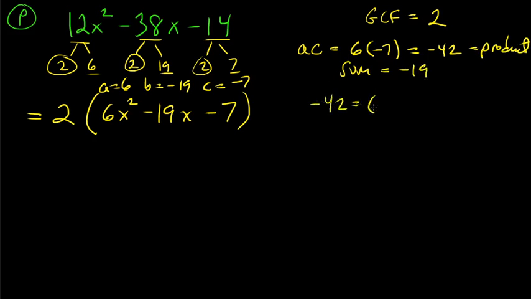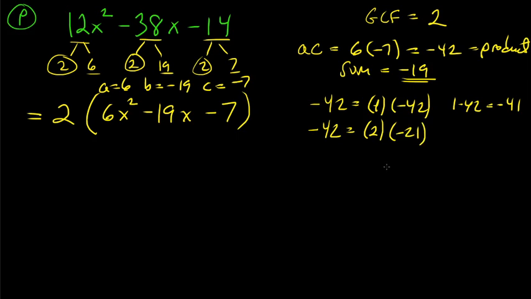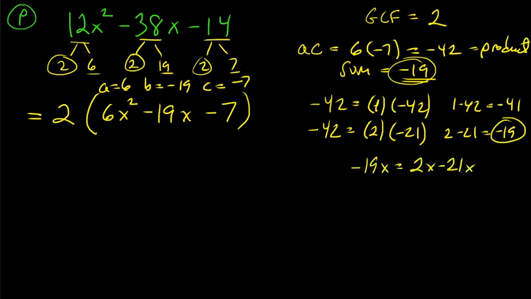So negative 42 is, let's do positive 1 times negative 42, and 1 minus 42 is negative 41, which is not negative 19, so no match. If we divide by 2, we get 2 times negative 21 is negative 42, and 2 minus 21 is negative 19. So already we have our match, right? So the negative 19x will get split up as 2x minus 21x.